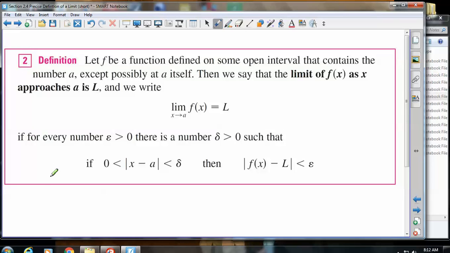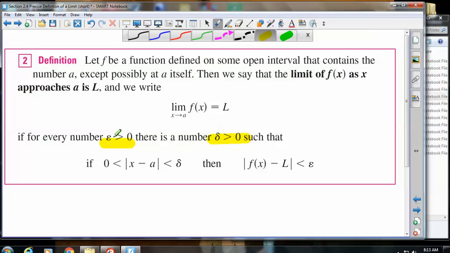This leads us into the formal definition of a limit, the actual definition. So we say the limit of f of x as x approaches a equals a number L if for every number epsilon, okay, this is epsilon. So we have epsilons and deltas in this.